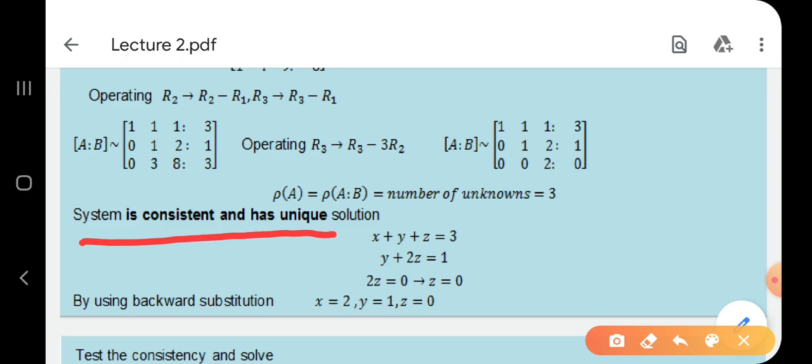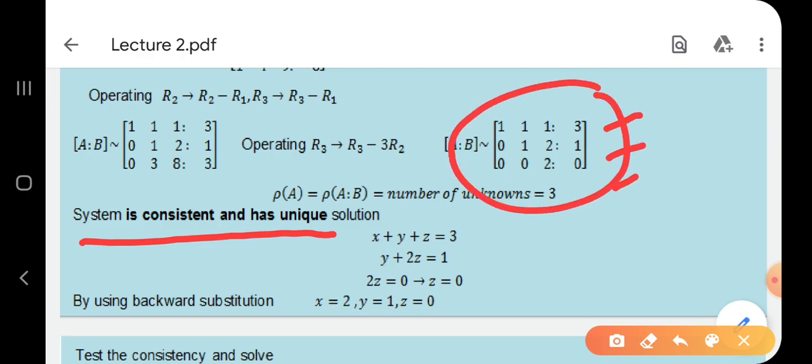Okay. From this last matrix, will you write down the equations in x, y, z? So first equation is x plus y plus z equal to 3. Second equation is y plus 2z is equal to 1, because 0 is there in the first term. Third one is 0, 0, 2z is equal to 0, means I get z equal to 0.